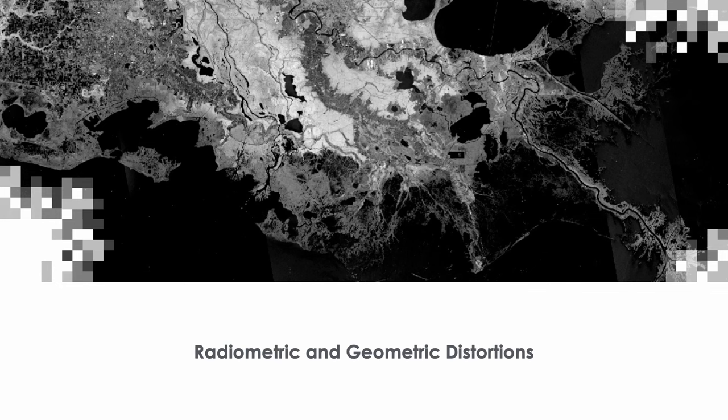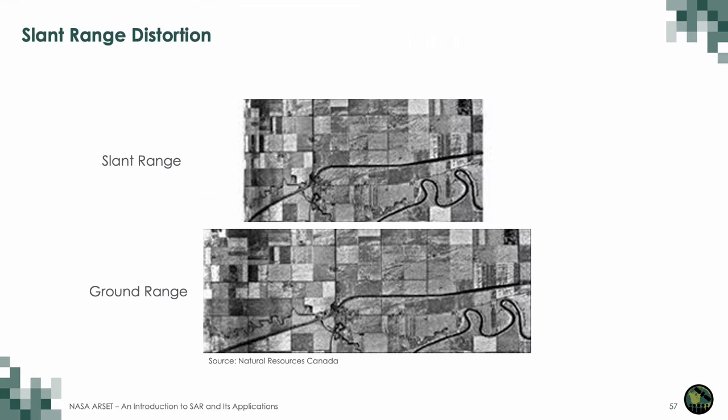There are a number of geometric and radiometric distortions that one has to account for in radar images. And in this next section, I will discuss these distortions. The first one is the side-looking nature of imaging radars results in certain geometric distortions.